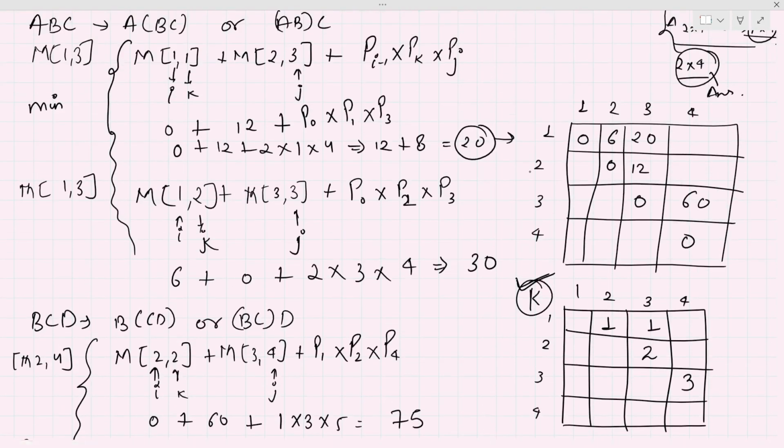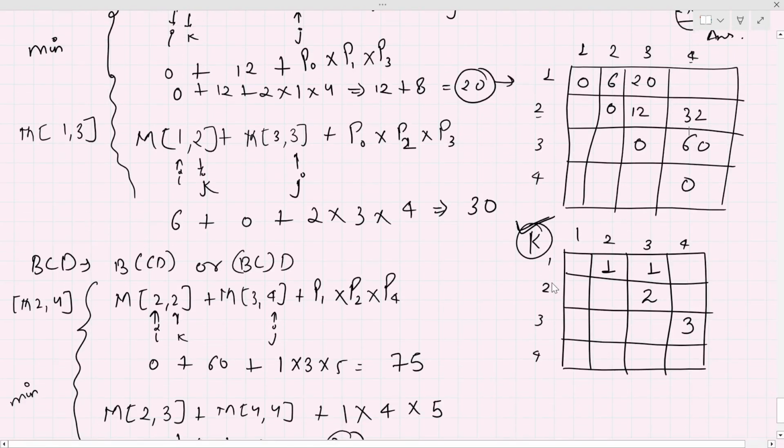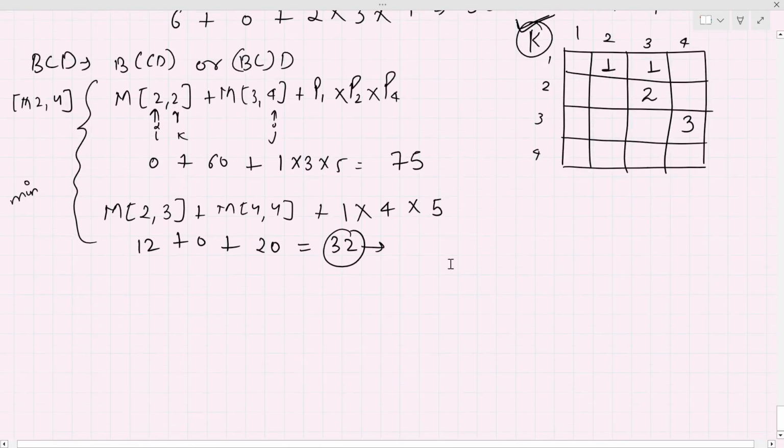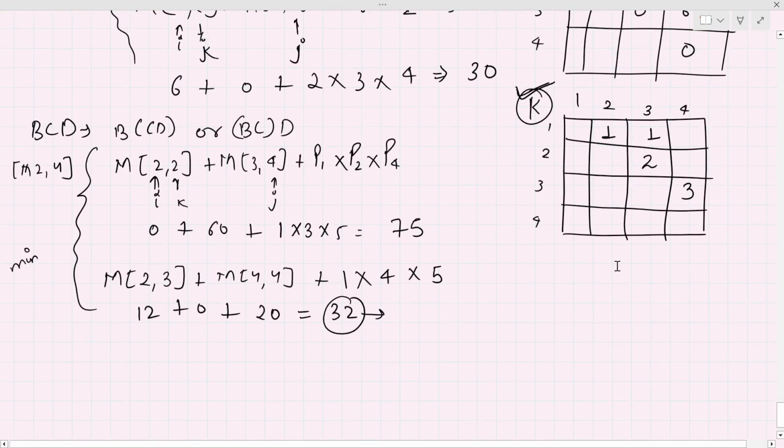So 2, 4 we have to write 32. Now corresponding to that we have to write the value of K as well. So this part gives the result 32. So what's the value of K? The value of K is 3. This is value of K, this is I and this is J. Okay, so what's the value of K? 3. So I have to write 3.